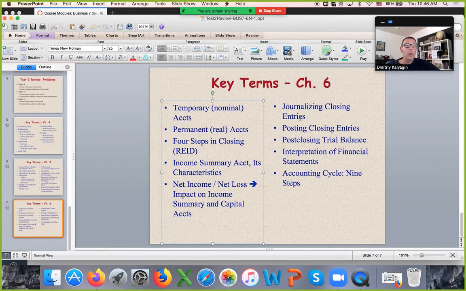So we also journalized and posted closing entries, and then we prepared post-closing trial balance. We talked briefly about the interpretation of financial statements and overview of the accounting cycle with its 9 steps. So this is pretty much the test review.